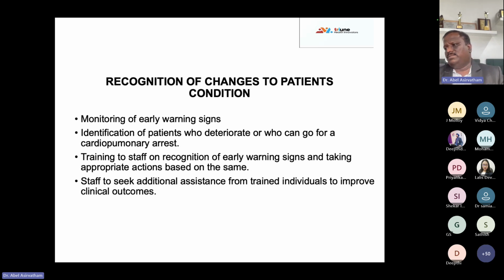Staff to seek additional assistance from trained individuals to improve clinical outcomes. One suggestion here is, when the early warning signs score is from 1 to 4, we can always request the duty medical officer on the floor and the nurse in charge to take care of the patient. In many hospitals, we have two things: one is the CPR team and second is the RRT team. If the score goes beyond 4, then you can call the RRT team. So these sort of things are the new requirements, interpretation of the standards.